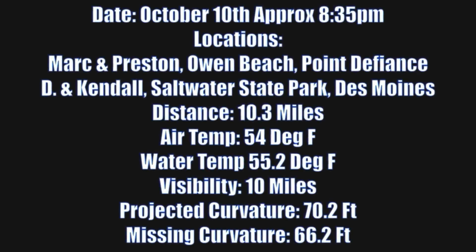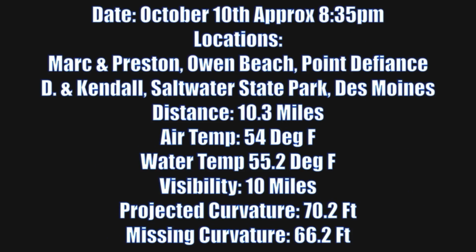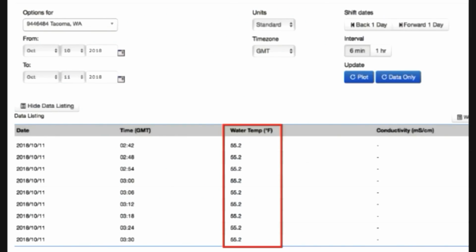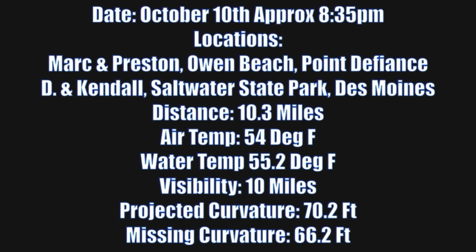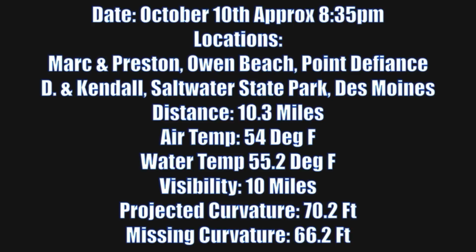Footage was recorded on October 10th at approximately 8:35 p.m. The locations were: Mark and Preston were at Owen Beach at Point Defiance. Myself and Kendall were at Saltwater State Park in Des Moines, Washington. The distance over the water was 10.3 miles. The air temperature was 54 degrees Fahrenheit. The water temperature was 55.2 degrees Fahrenheit. Visibility was 10 miles. Projected curvature was 70.2 feet. And the missing curvature was 66.2 feet.